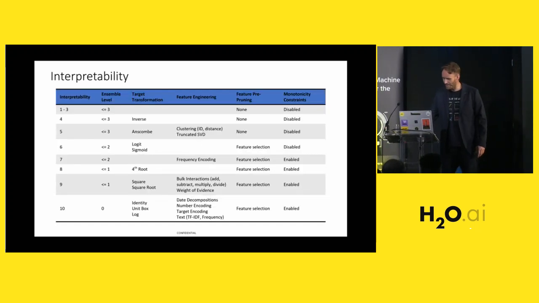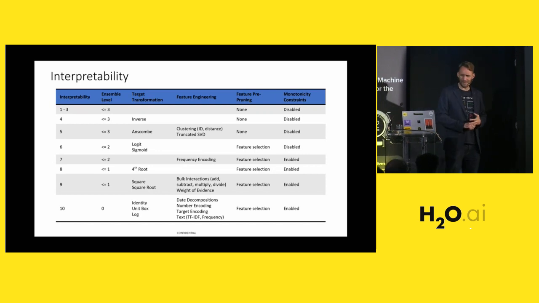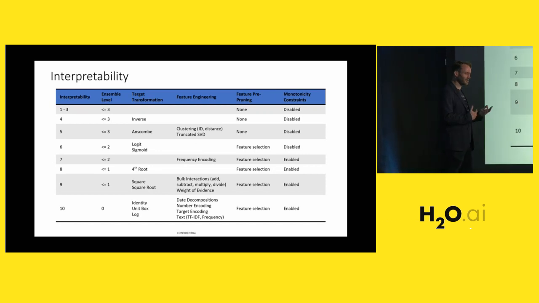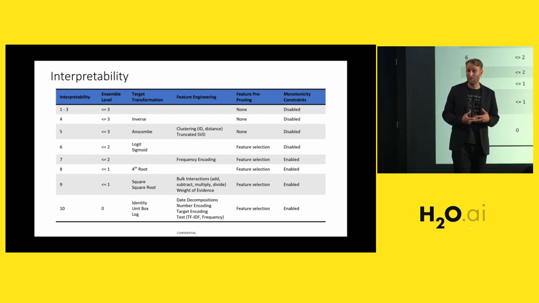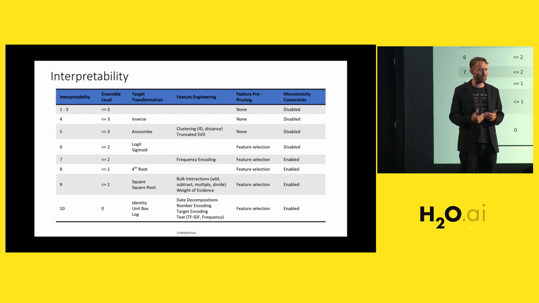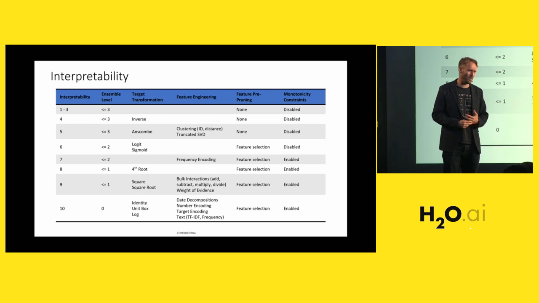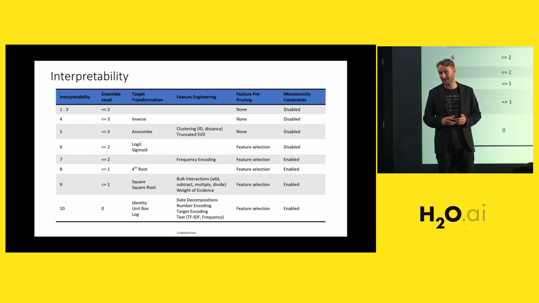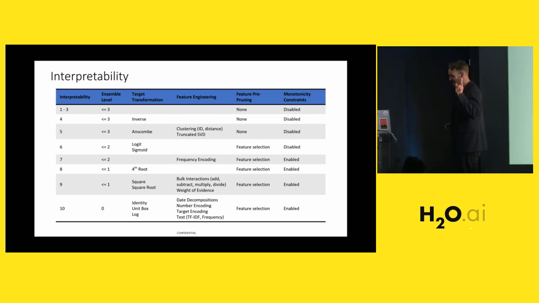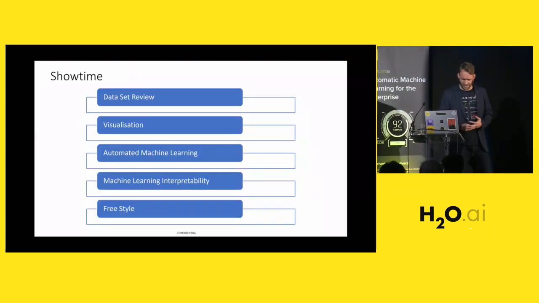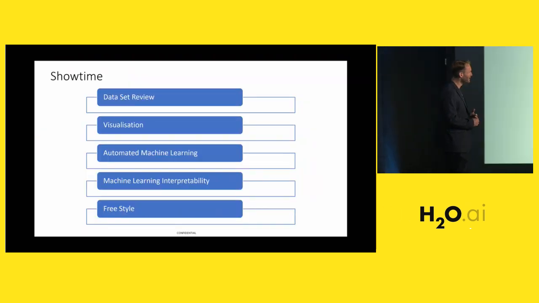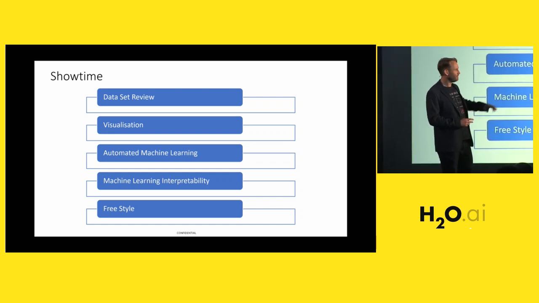And then from interpretability, it looks at different types of transformations. Basically, the more interpretable you want a model, so probably the more regulated the industry you work in, the higher you want that dial. So that's the first thing to remember.